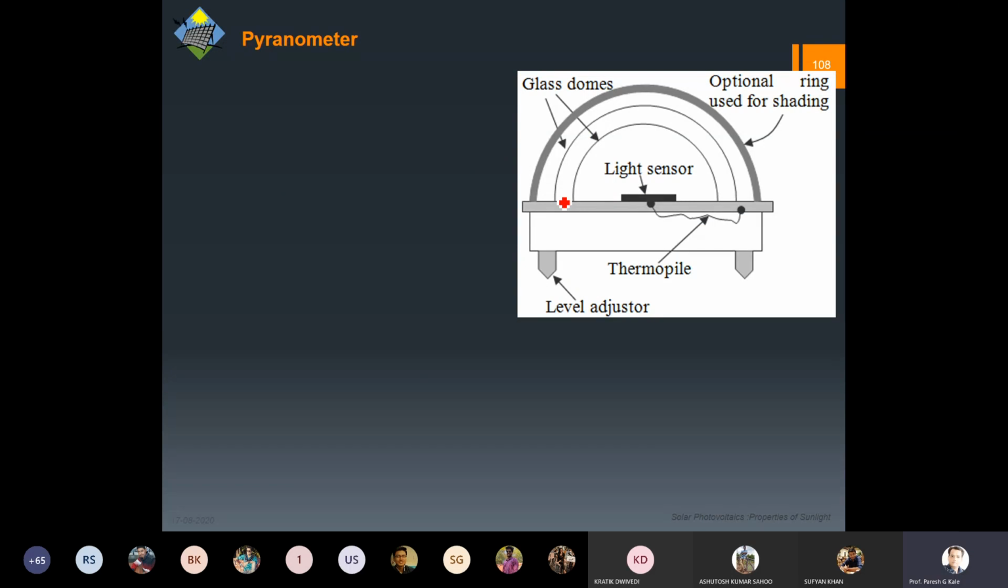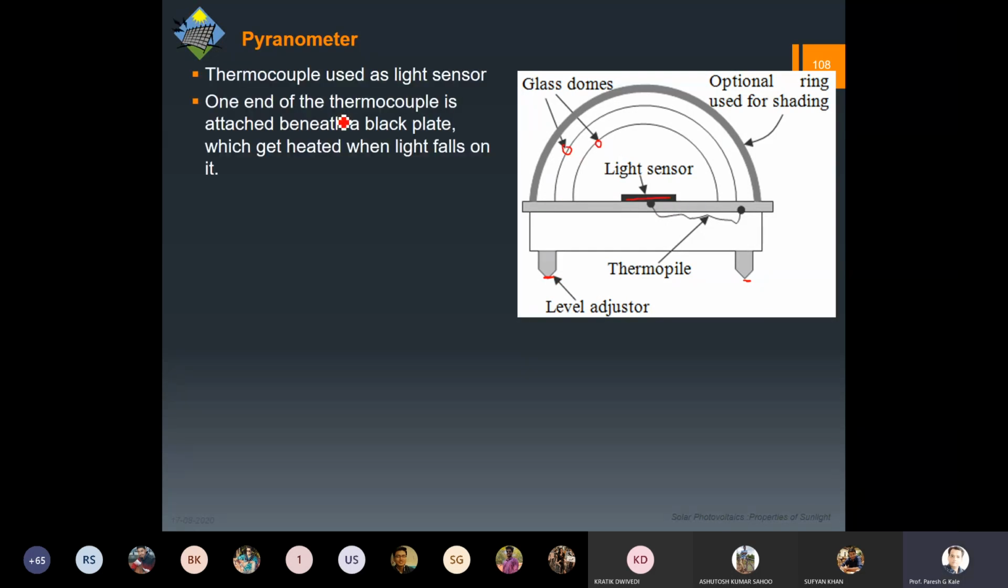The pyranometer is very straightforward. Obviously we require a level adjuster so that it is absolutely flat. You can see that there are two domes. The light sensor here is a thermocouple, and it has two ends. One end is connected to this black body. This black plate gets heated whenever the sun rays come in. However, the other end is at a constant temperature. Somehow the temperature is maintained constant.